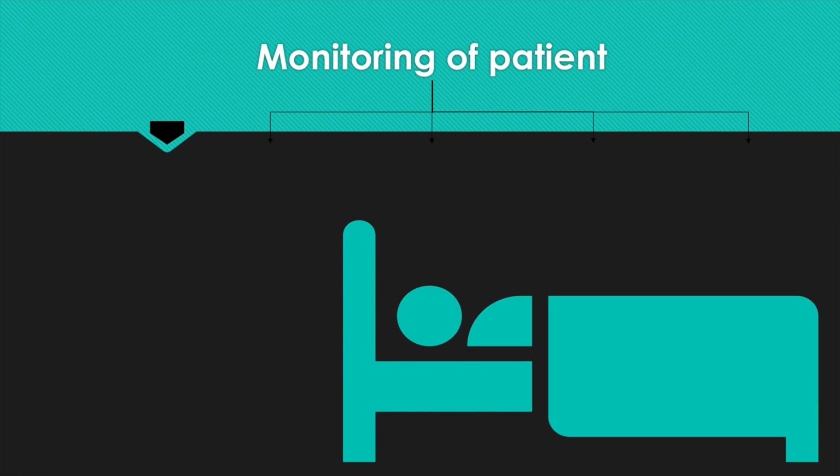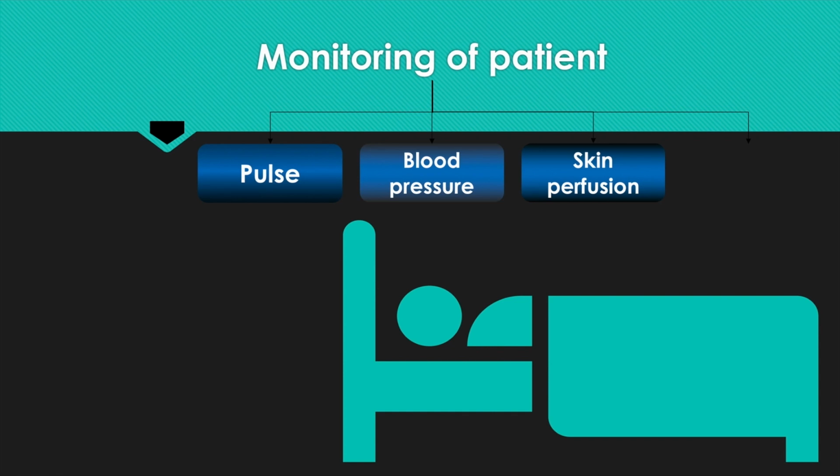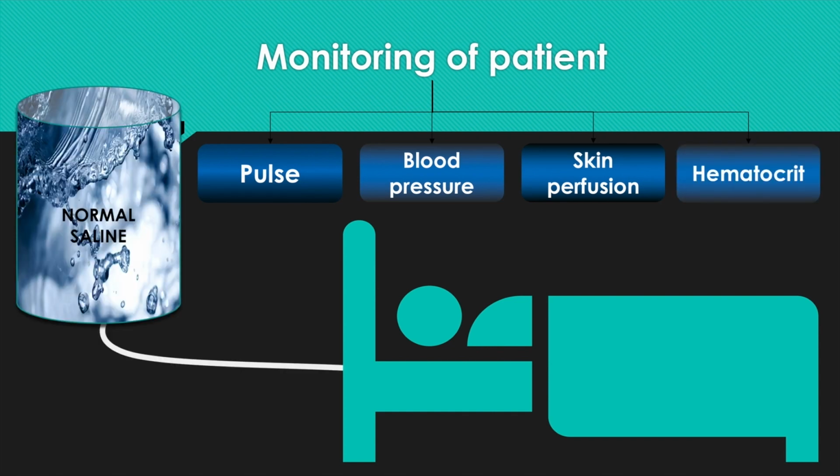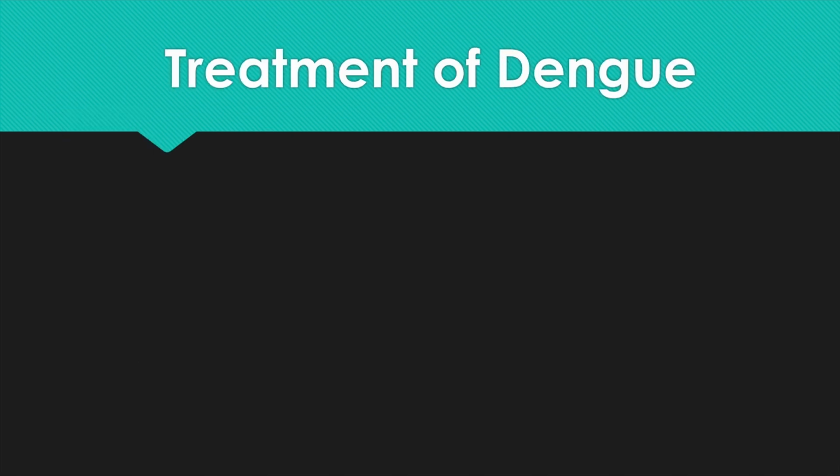Monitoring of a patient with dengue is done using their pulse, blood pressure, skin perfusion, and hematocrit. All this is to be done while the patient is under an infusion of normal saline. Treatment of dengue generally involves monitoring of the patient as described, including their daily platelet count and hematocrit, monitoring for warning signs and for signs of shock.